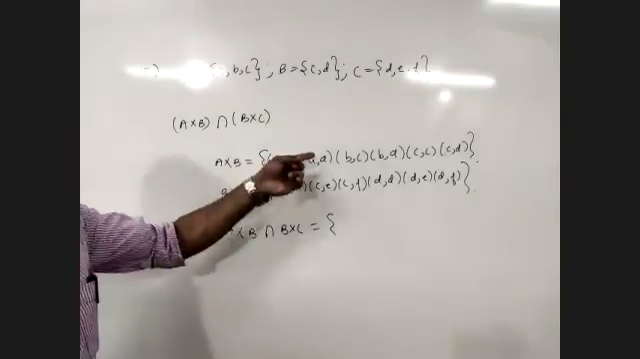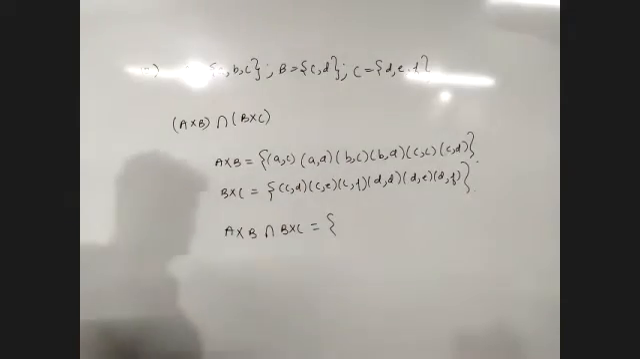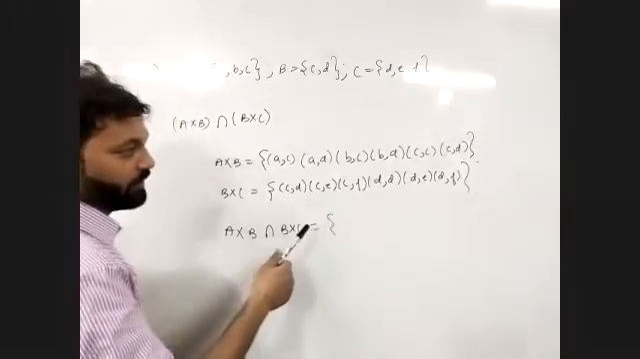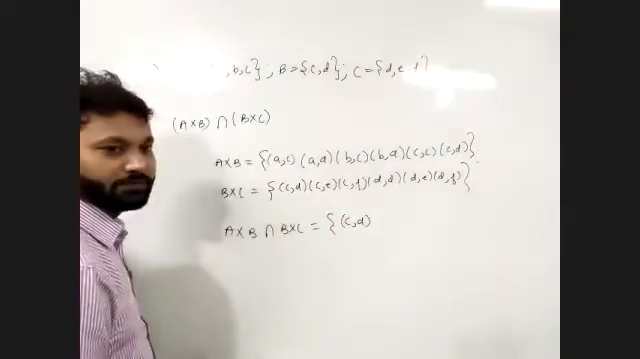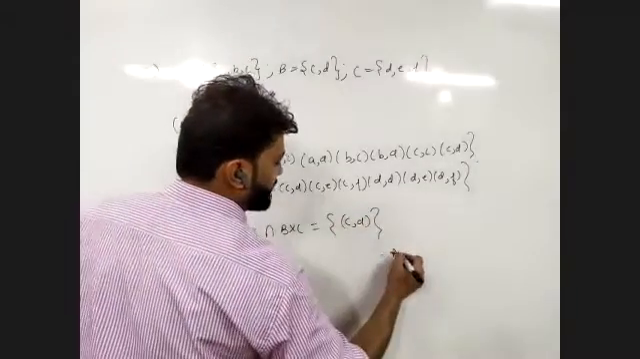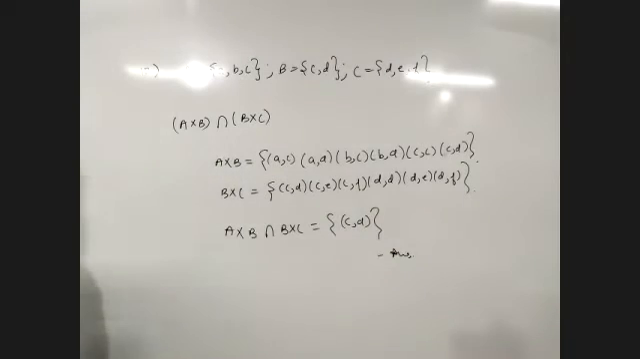That means the common ordered pairs. So what are the ordered pairs which are common? Like (c, d). Any other ordered pair which is common? That's the answer. As simple as this. Do it now.